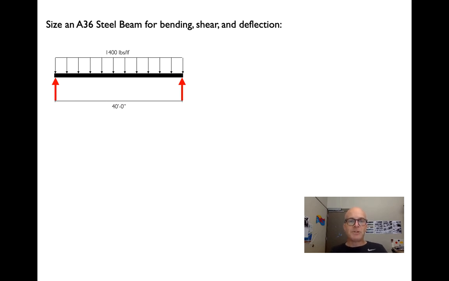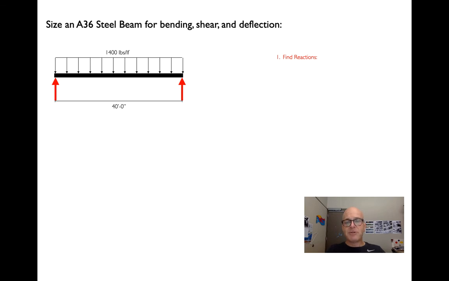So in this example, we'll take a simply supported beam with a 1,400 pound per linear foot distributed load, and we will calculate reactions, and we'll calculate the shear and moment. We will then look to see what section modulus we need in a beam shape, and we'll go to the steel tables to try to find one. Once we've found a shape that works, we'll check it for deflection. We'll know that the shape is strong enough, and we'll see whether the shape is stiff enough to meet our criteria.